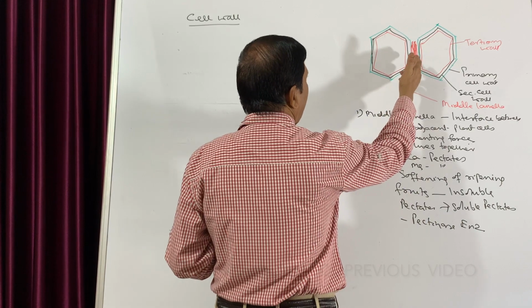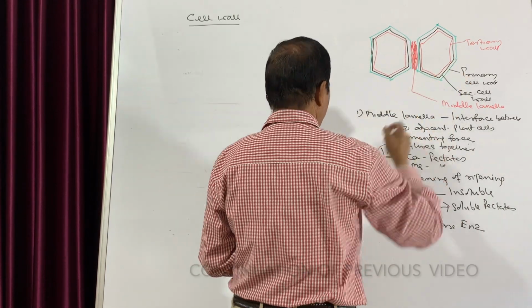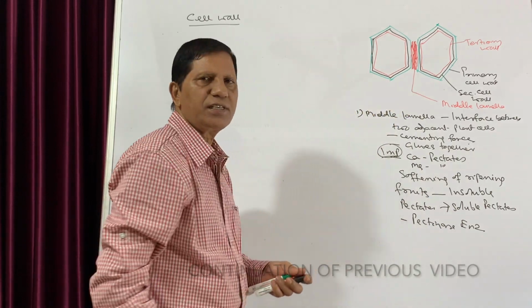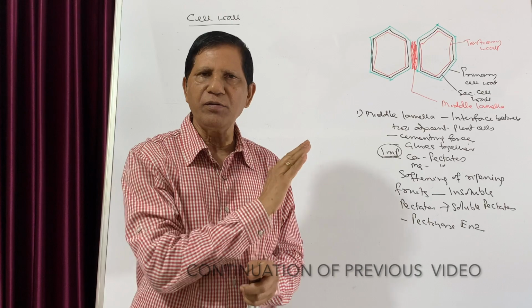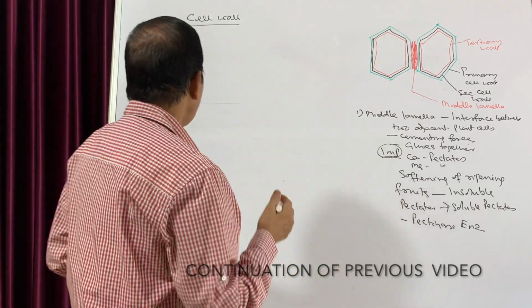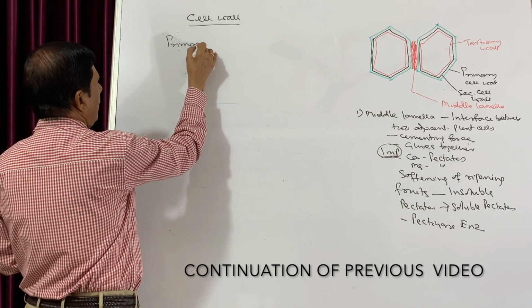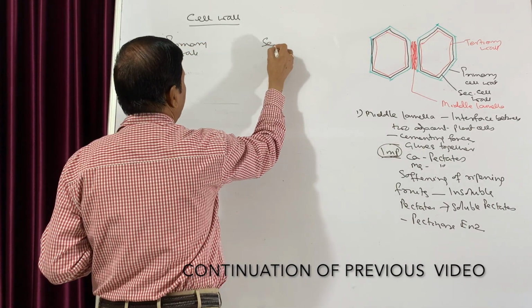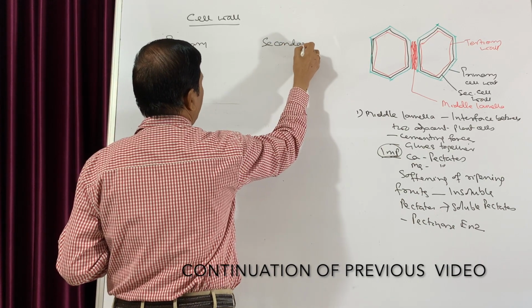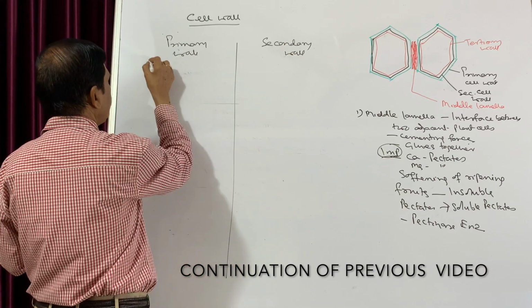Then inner to this middle lamellar, this is the primary wall, and then inner to that is the secondary wall. If we discuss it in a comparative manner, your idea will be very clear. So let us discuss the primary wall and the secondary wall in a comparative account, so that your concept will be fully clear.